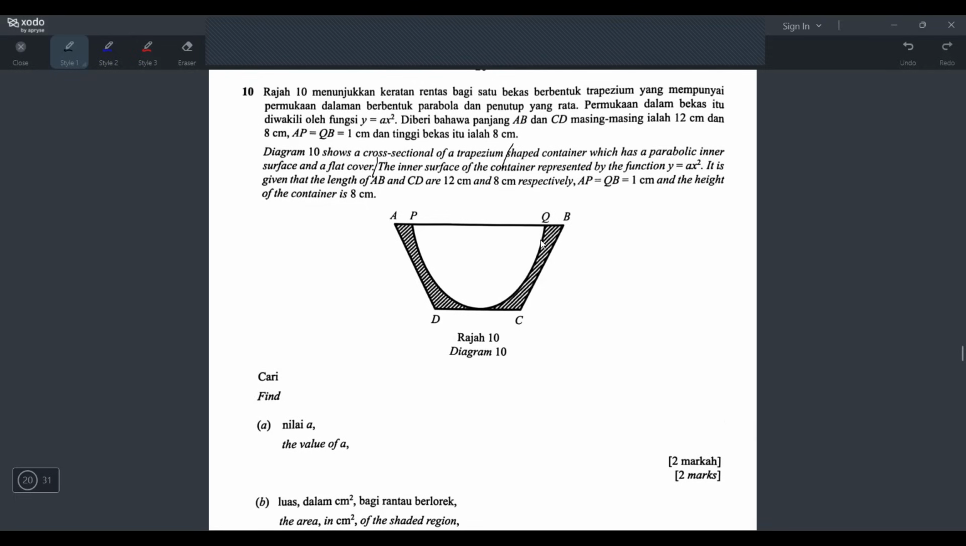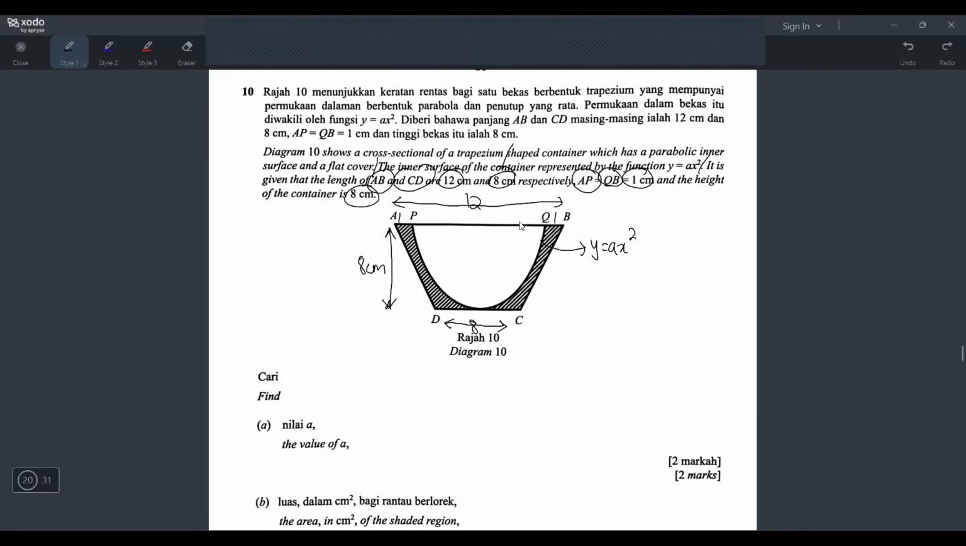So let's draw an arrow here. This one is y equals ax square, the inner surface. And then it is given that the length of AB is 12, CD is 8. So AB is 12, CD is 8. This distance here to here is 8, and AB is 12, like this is 12. Okay, so far so good. AP, QB, 1 cm. AP is 1, QB is also 1. And then the height of the container is 8 cm. The height, I think, is referring to this height. So this height is 8 cm.